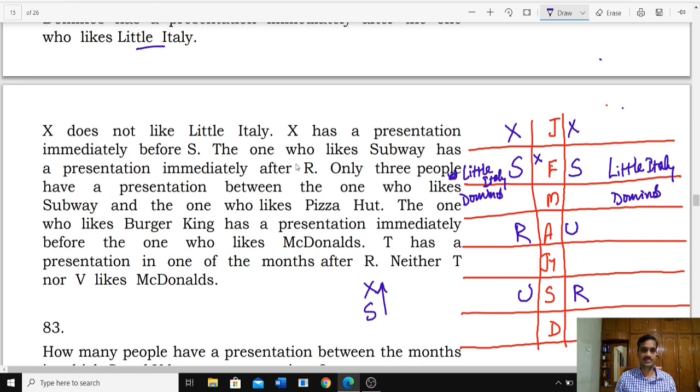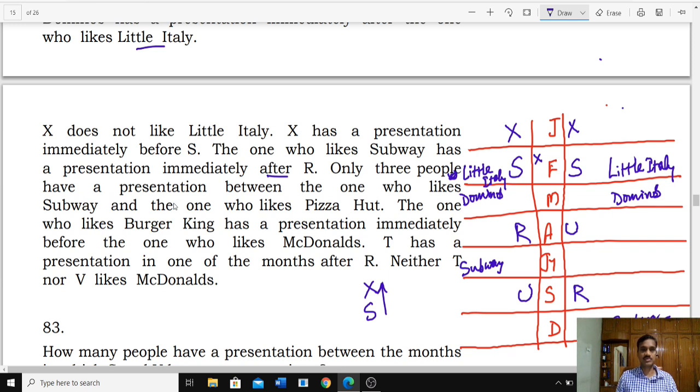And see here also, X and S must be like this one, Jan and Feb. The one who likes Subway has a presentation immediately after R. Immediately after R, Subway. And Subway in the first case must be in the month of July. And in the second case, the one who ordered Subway is in the month of December.